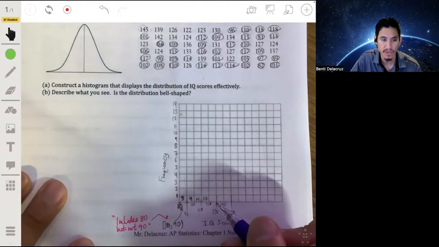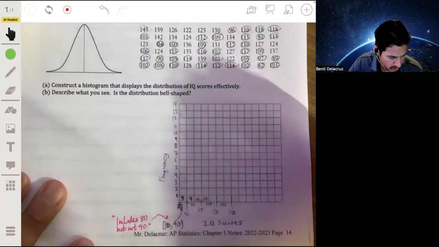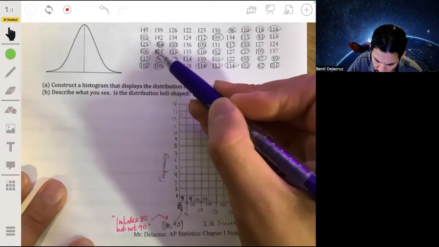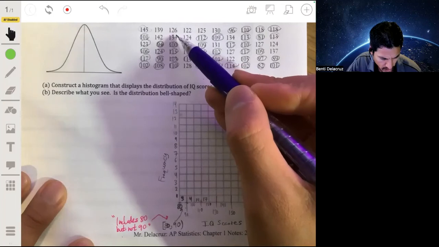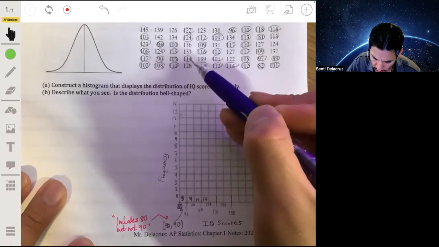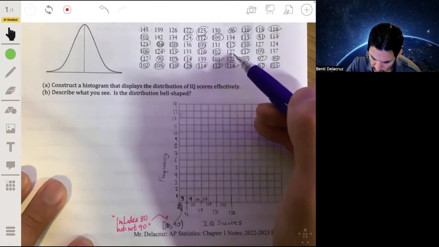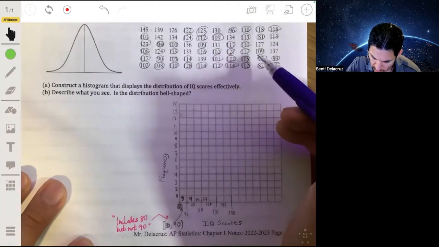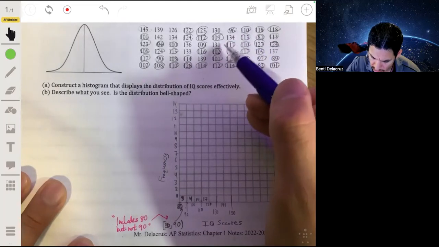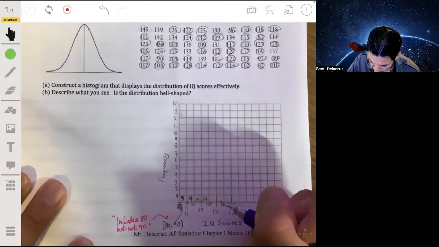Now 120 to 130, so we include 120, but we don't include 130. We got 1, 2, 3, 4, 5, 6, 7, 8, 9, 10. Let's make sure I didn't miss one. Oh yeah, 11. So 11 in here.